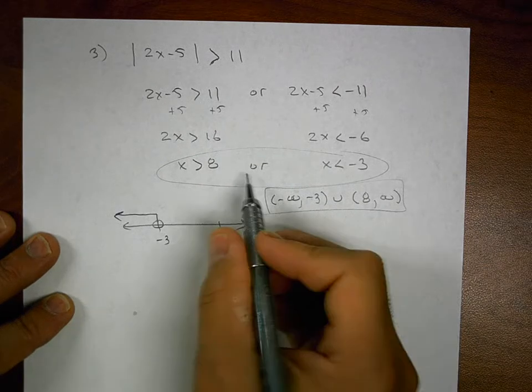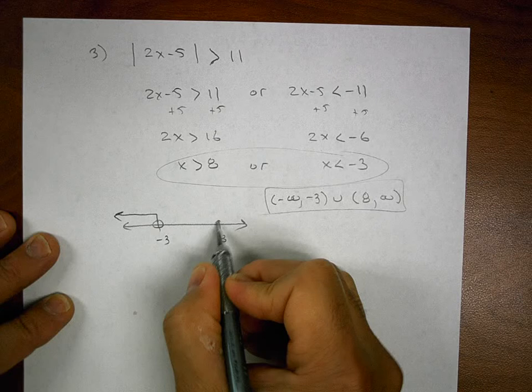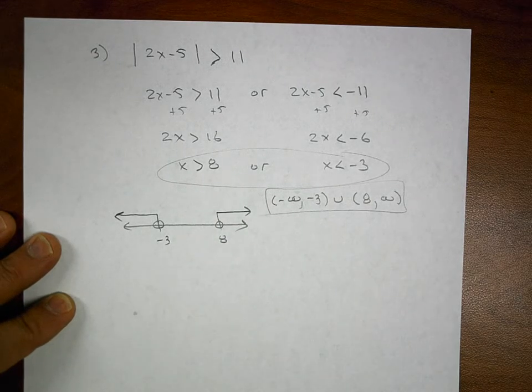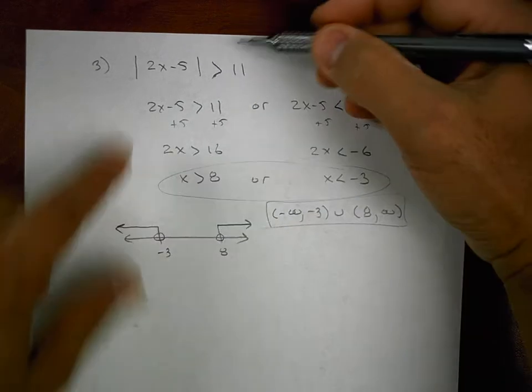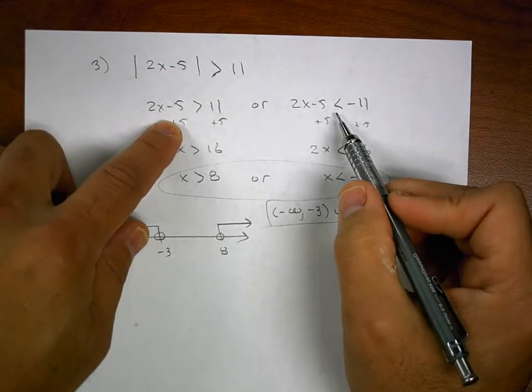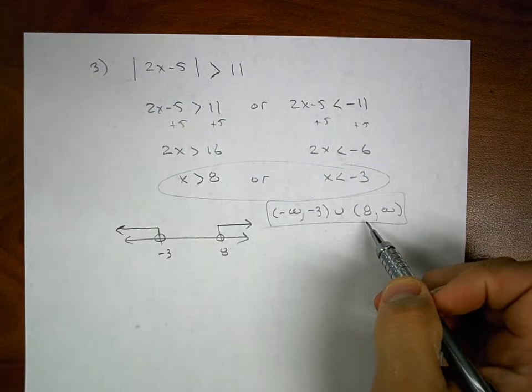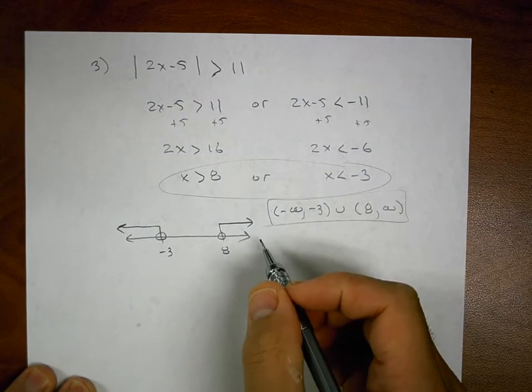Or it's bigger than 8. So just bigger than, open circle, and bigger than 8. So there we go. Your answer is usually split. For a greater than, you split it, that's your setup, and you solve it, you get your answer. All right, let's look at a less than.